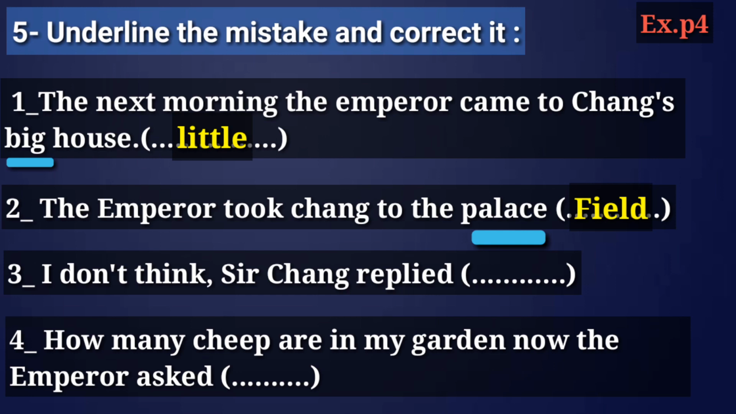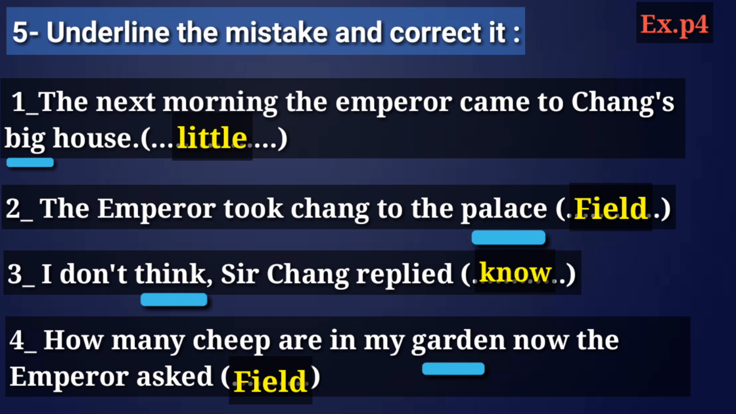Number 3. I don't think, sir, Chang replied. The wrong answer, think. The right answer is know. I don't know, sir, Chang replied. Number 4. How many sheep are in my garden now? The emperor asked. The wrong answer is garden. The right answer is field. How many sheep are in my field now?